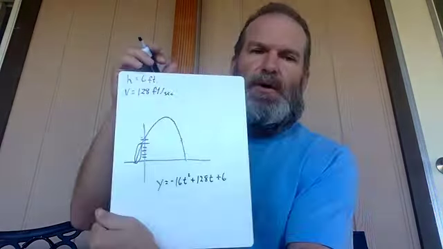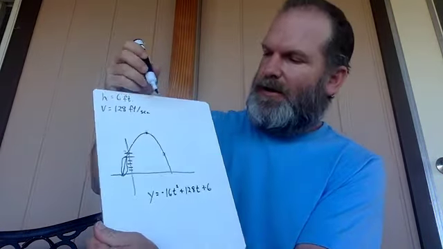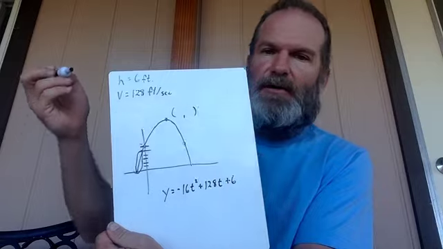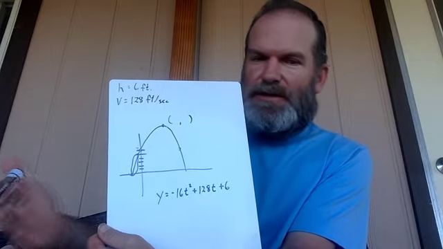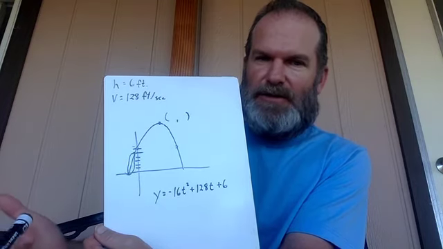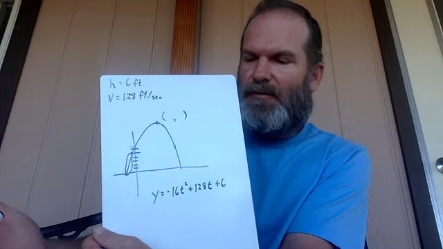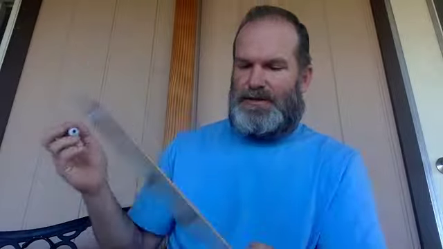Now we just have to find the vertex for this. Remember, the vertex is a point at the top of the parabola. So it's that point right there. And when you describe a point, it's always an ordered pair, an x and a y coordinate. So we need two numbers. Only one of them is going to tell us how high the ball actually went, and that's the y coordinate. The x coordinate is still time.